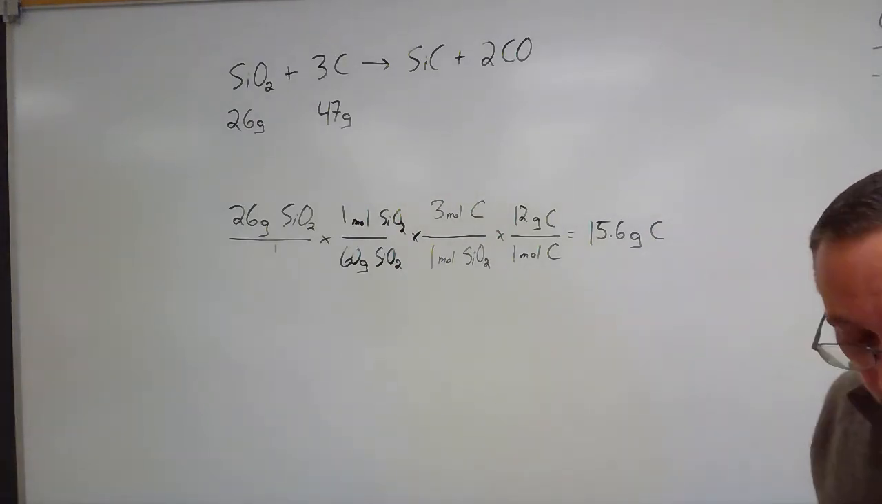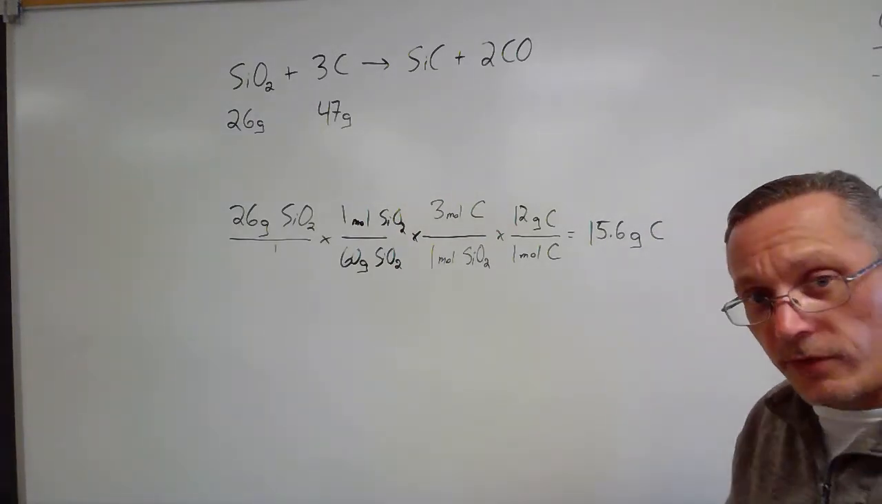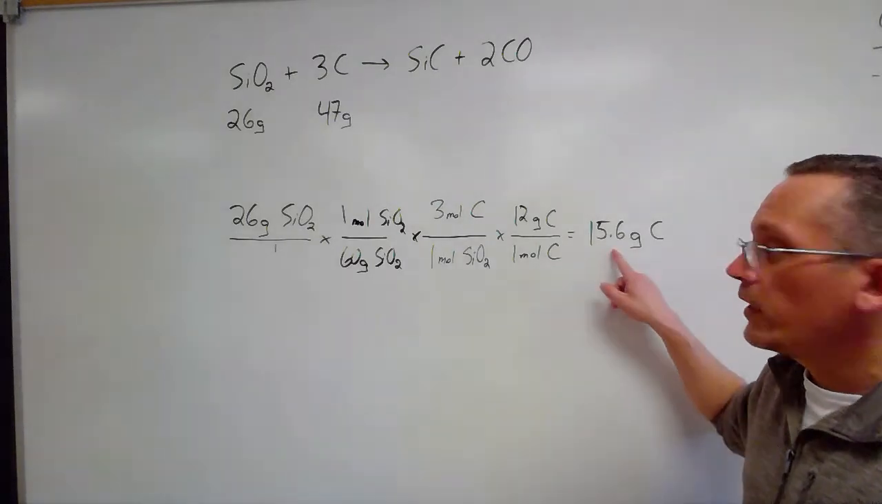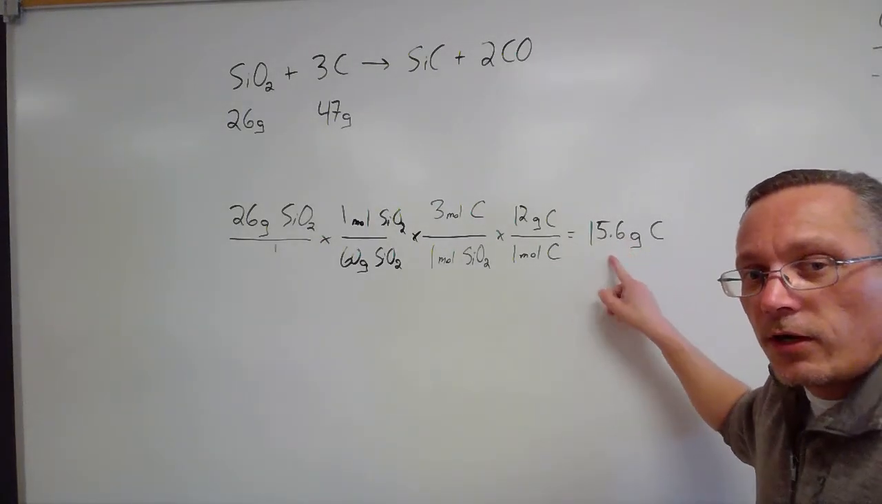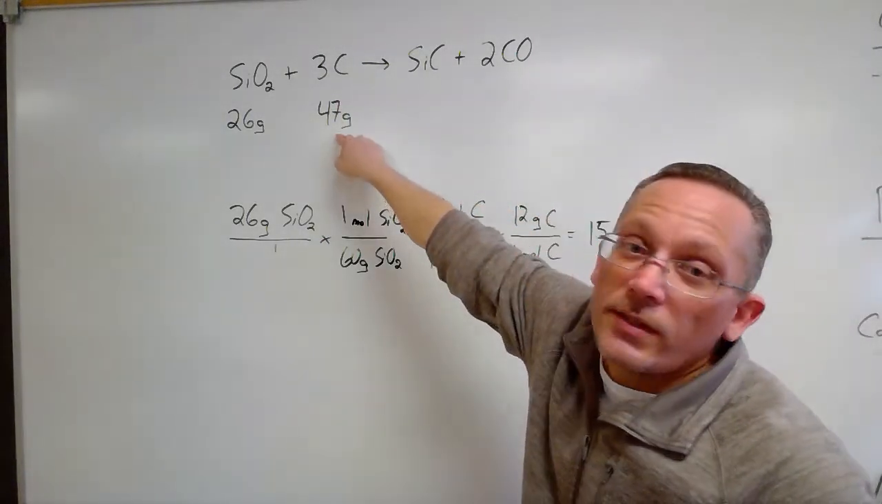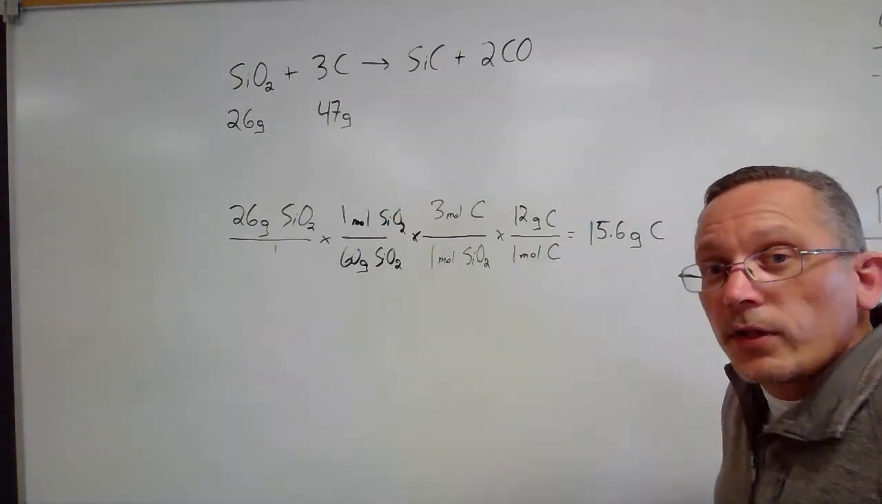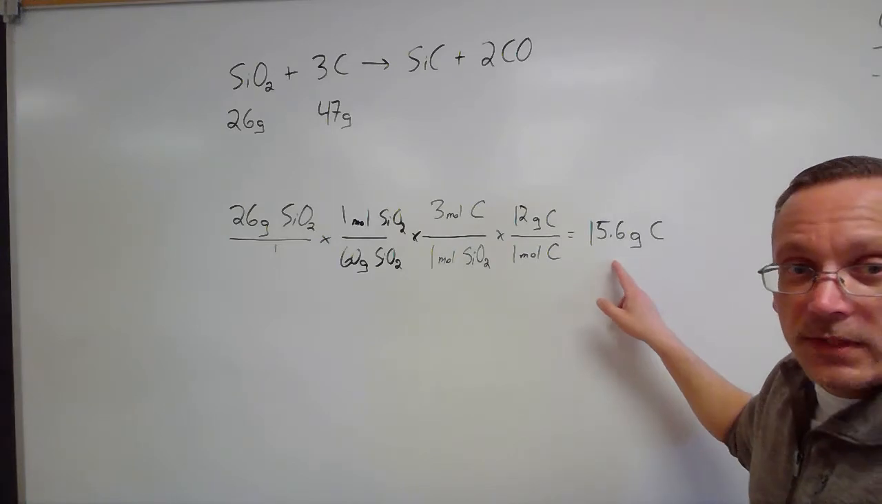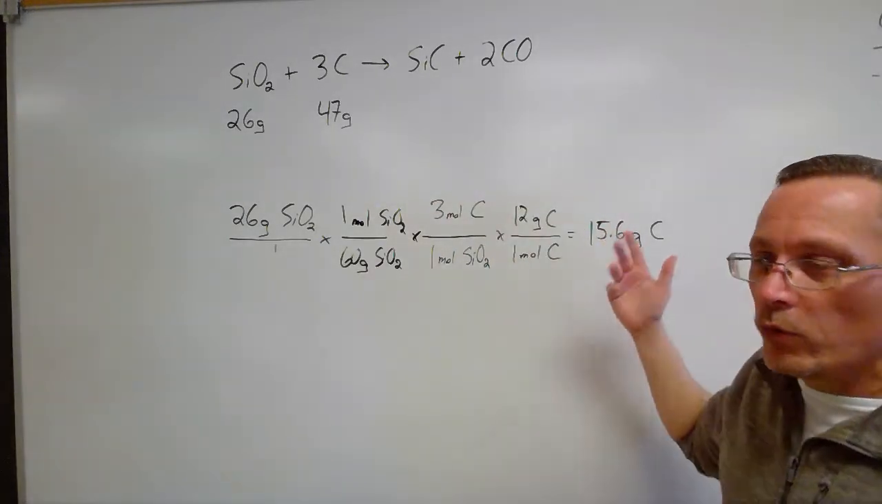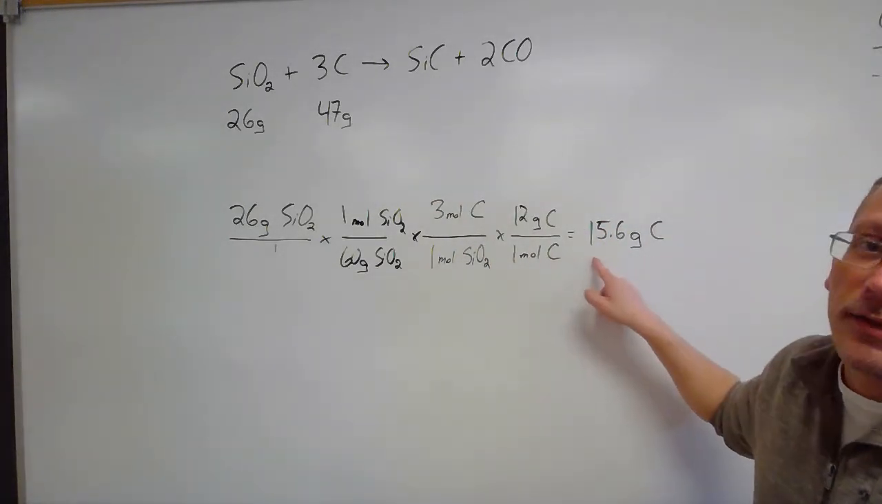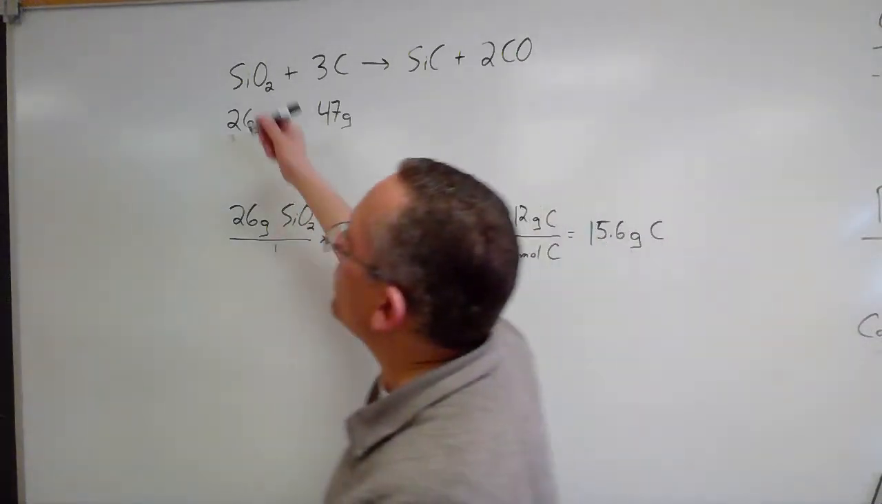So now stop and ask yourself, which one is the limiting reactant? Okay. If I'm going to need 15.6 grams of carbon and I have 47, do I have enough? Yeah, I have way more than enough. I only need 15 and I have 47. I have way more than enough, which means that one's not the limiting reactant. It's the other one.